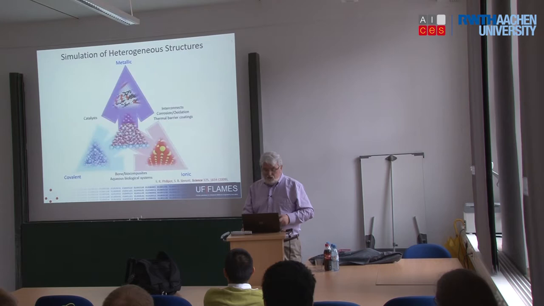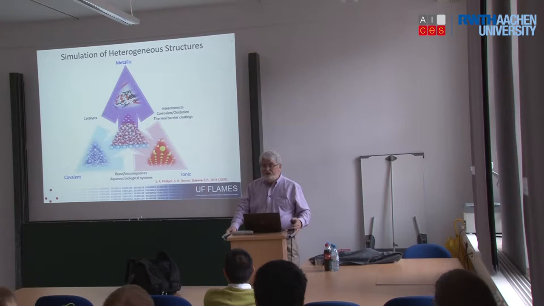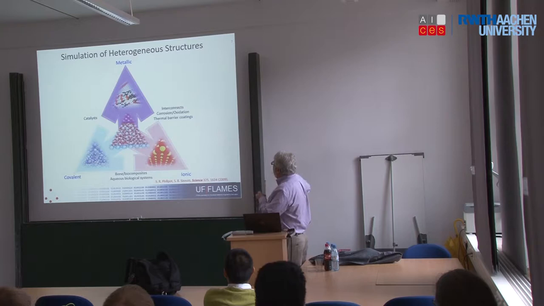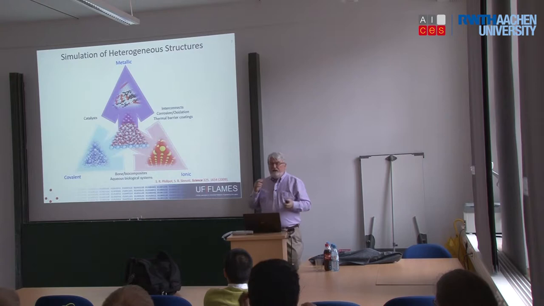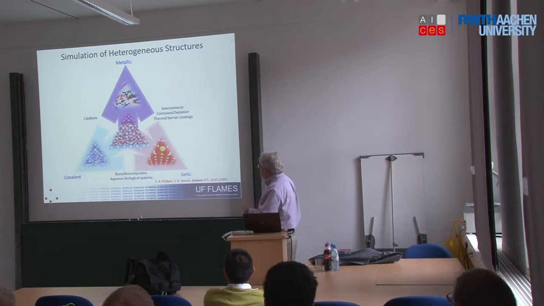So one of the challenges for molecular dynamics, which we'll return to later on, and I just want to give you an idea of part of where this is going, is the simulation of heterogeneous structures. That's structures where you have different kinds of bonding all working together. So we're used to metallic bonding, covalent bonding, and ionic. So a metal, aluminum or whatever, covalent silicon or diamond, ionic, some kind of oxide.